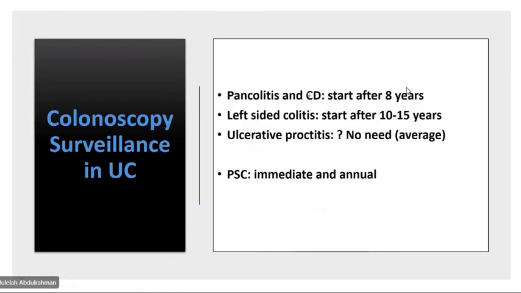This is a classical exam question, which is when to start surveillance of a patient with colonoscopy. If a patient has pancolitis, either UC or Crohn's, you start after 8 years, doing colonoscopy not for disease activity, mainly to rule out malignancy. If the patient has left-sided colitis, you start after 10 to 12 years. If the patient has proctitis, we say no need, that means average risk. For colon cancer in the general population who doesn't have IBD, we start at the age of 45, so we do the same. For a patient with PSC, you start looking for malignancy in the colon right away, and then you do annual colonoscopy. And this is a classical exam question, guys.